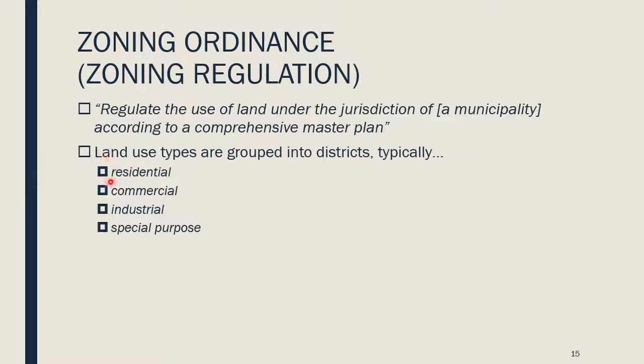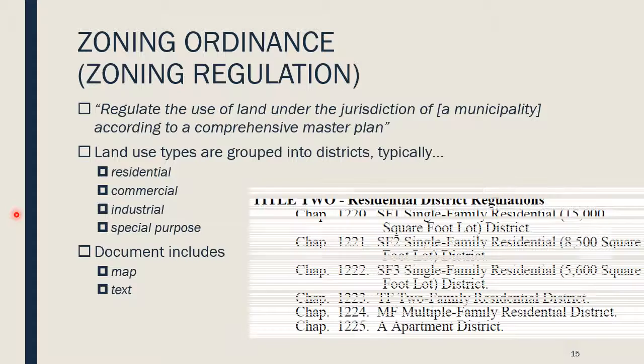The idea is that I do not want a factory right next door to housing or commercial mixed in with factories. The groups can be subdivided. The document is going to include a map. It's going to include a text explaining it.